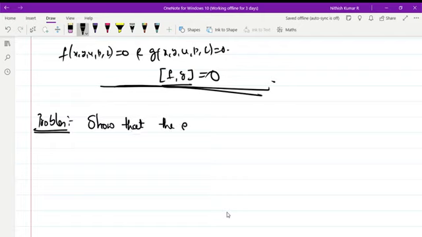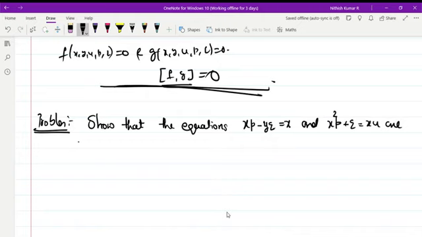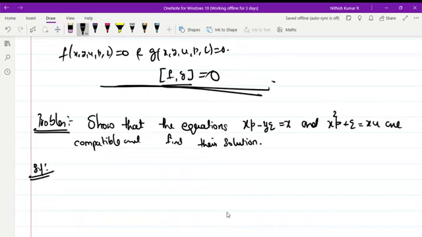Therefore, the necessary and sufficient condition for equation 1 and 2, that is f of x, y, u, p, q, a partial differential equation, and g of x, y, u, p, q equal to 0, to be compatible is [f,g] equal to 0. So now this is nothing but this expression, that is 0.